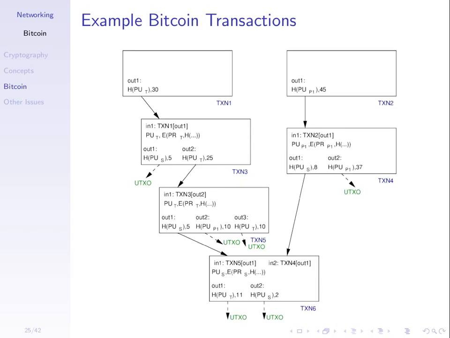Think of it another way. What if I wanted to spend Tanarak's money? Transaction 1 sent 30 to Tanarak. If I tried to create this transaction 3, I must sign it. I cannot sign it with Tanarak's private key. I would sign it with my own private key.